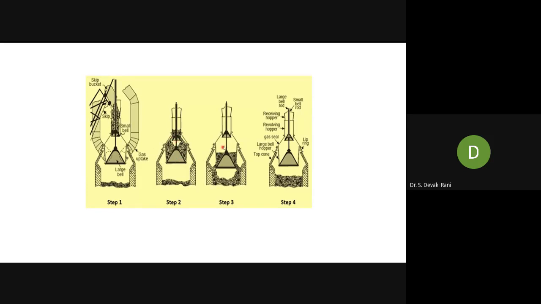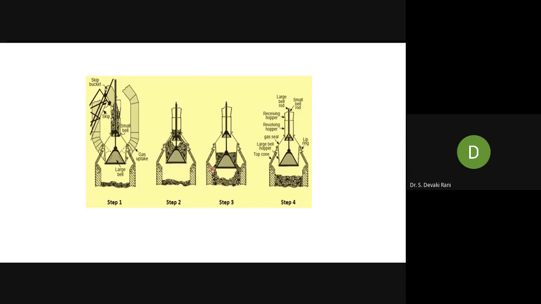Now after the material falls into the big bell, the small bell is raised, and when it is raised, it will close the hopper. So the material is in the big bell. The big bell is lowered. So the material is falling into the blast furnace.